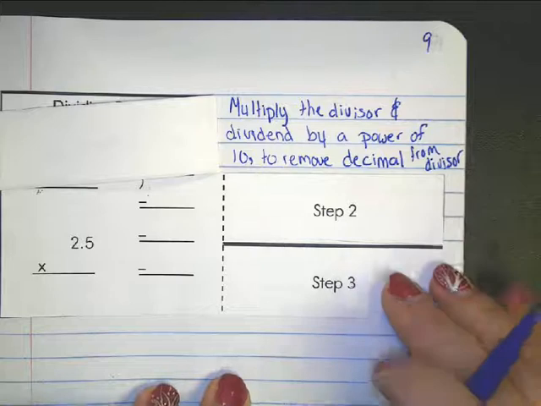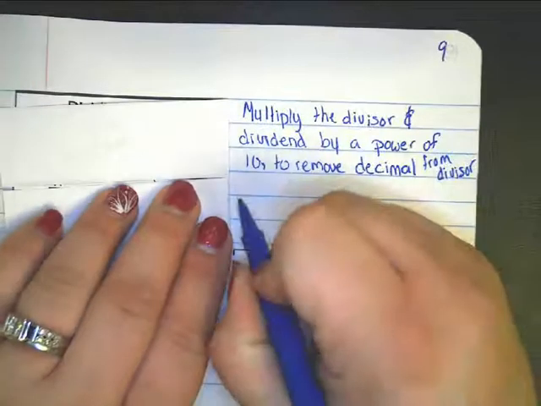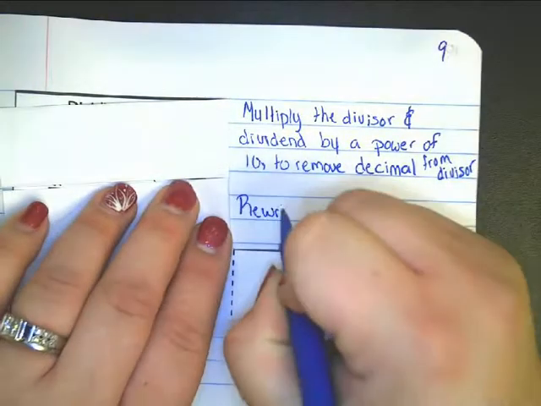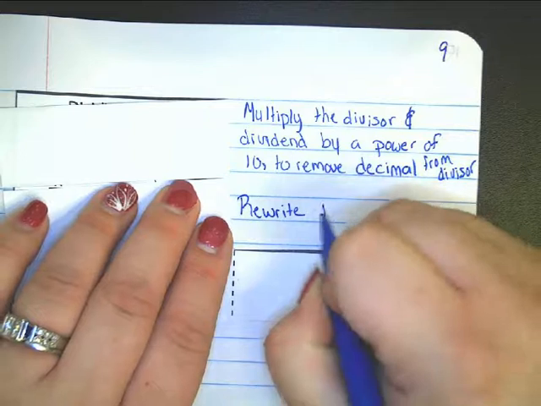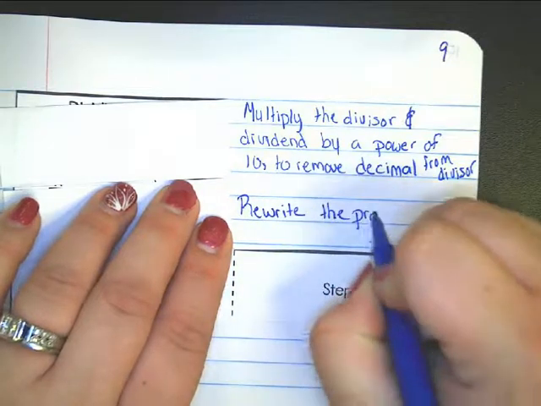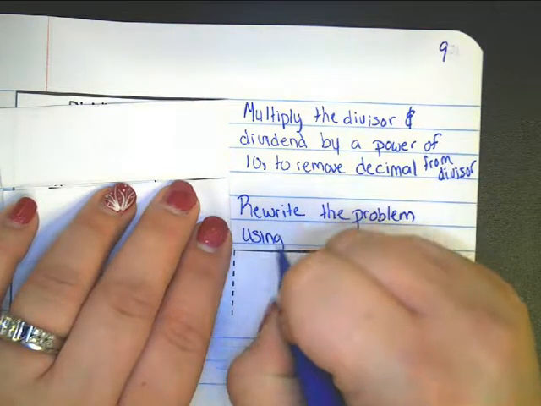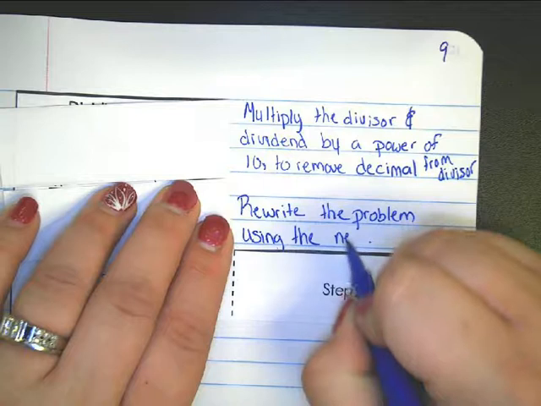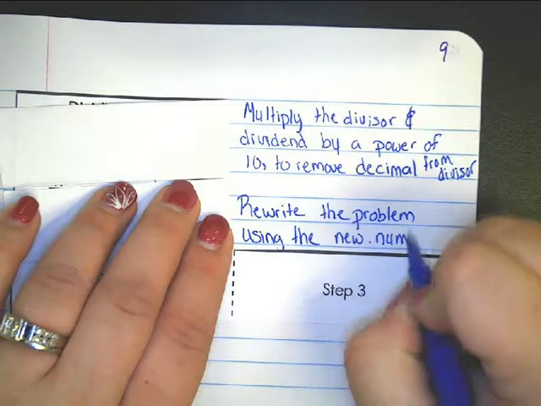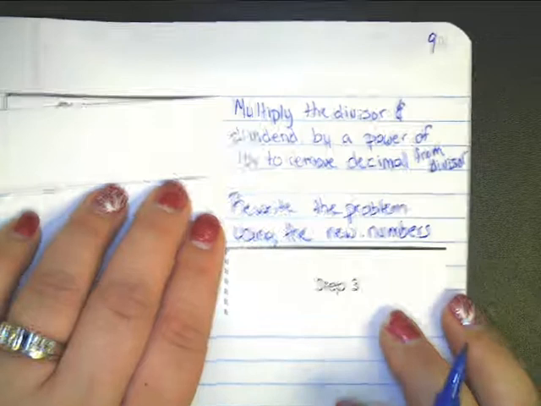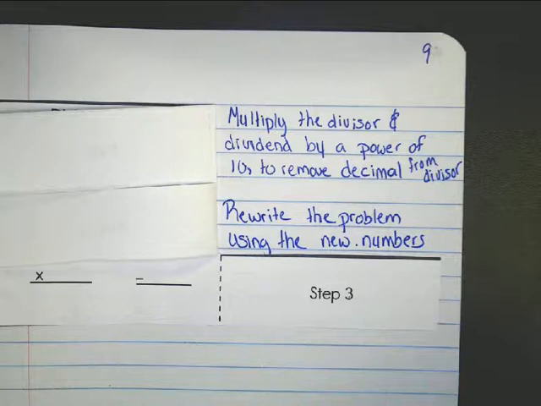We'll practice. Step 2, we're going to rewrite the problem. Rewrite using the new numbers. Okay, because after we've multiplied, we now created 2 new numbers. So we got to use those numbers and rewrite the problem with it. We'll see.